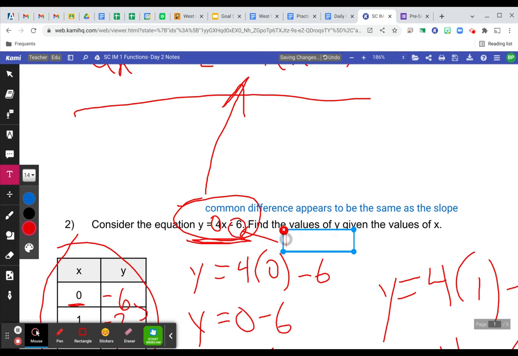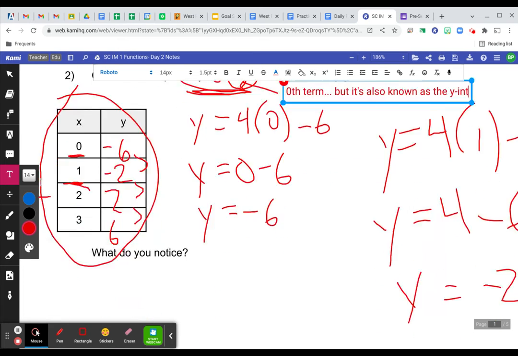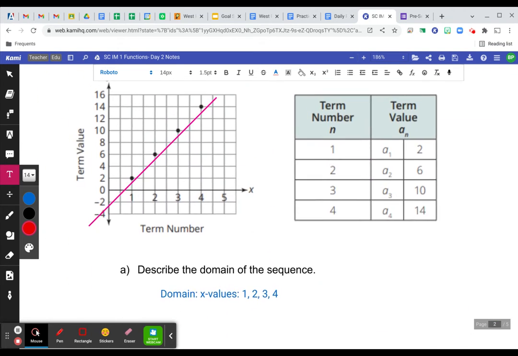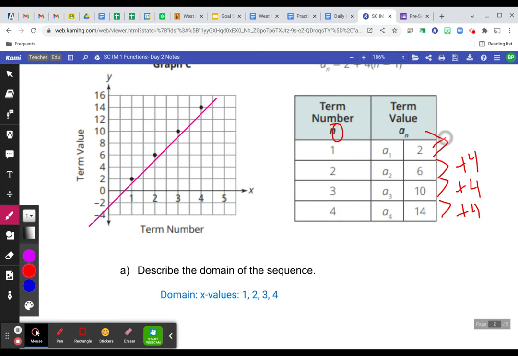Okay, so this right here, the negative 6, this appears to be the 0th term, but it's also known as the y-intercept if we're talking about slope-intercept form. So if we're going to try to write an equation from this, it would help to have our 0th term, potentially, right? It appears that we're adding 4 each time, so our common difference is plus 4 each time. And we could work backwards here to get this 0th term by subtracting 4 to go backwards, right? If we're adding 4 each time.